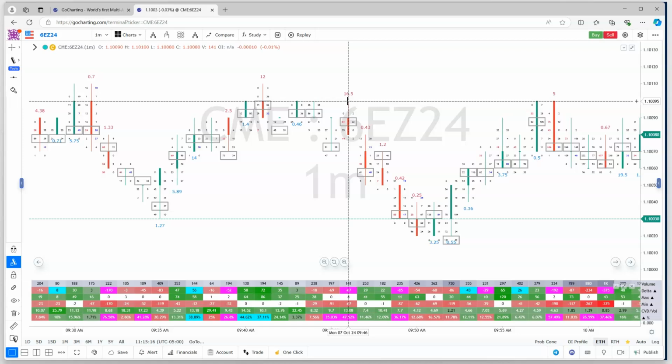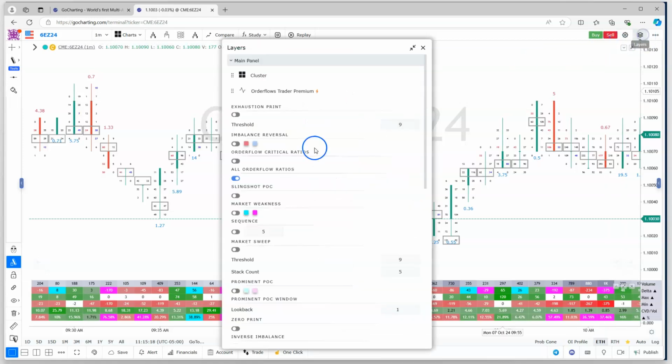There are different ways that traders use them, and there are certain thresholds that traders like to look at. But if you want my defaults, they're under the Orderflow Critical Ratios setting. So that is All Orderflow Ratios and the difference between it and the Orderflow Critical Ratios setting.